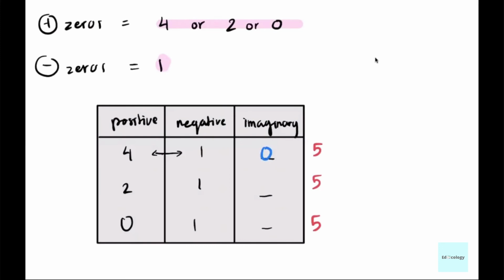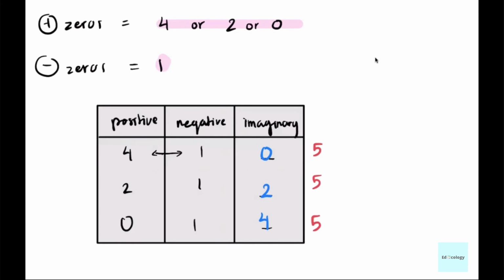2 plus 1 is 3. 5 minus 3 is what? 2. So there are 2 possible imaginary numbers. 0 plus 1 is 1. 5 minus 1 is 4. So we have 4 possible imaginary numbers. Okay? So, as a summary, the possible number of positive zeros for this polynomial is either 4 or 2 or 0. For negative zeros, it's only 1. For imaginary, it's either 0 or 2 or 4.